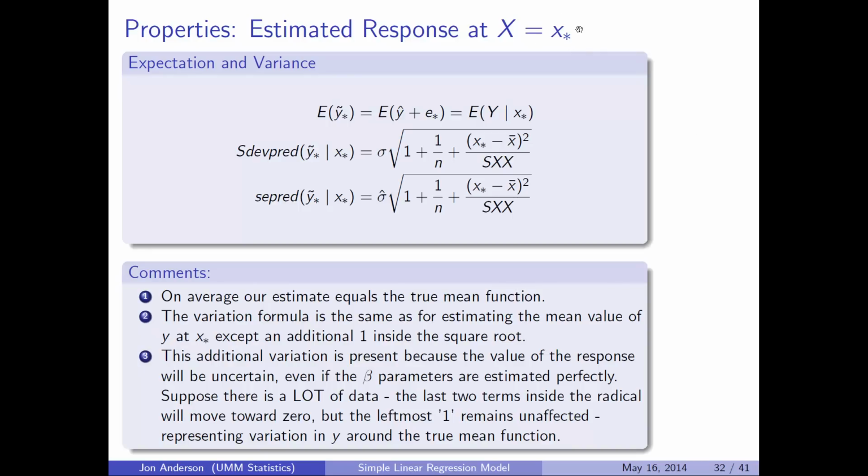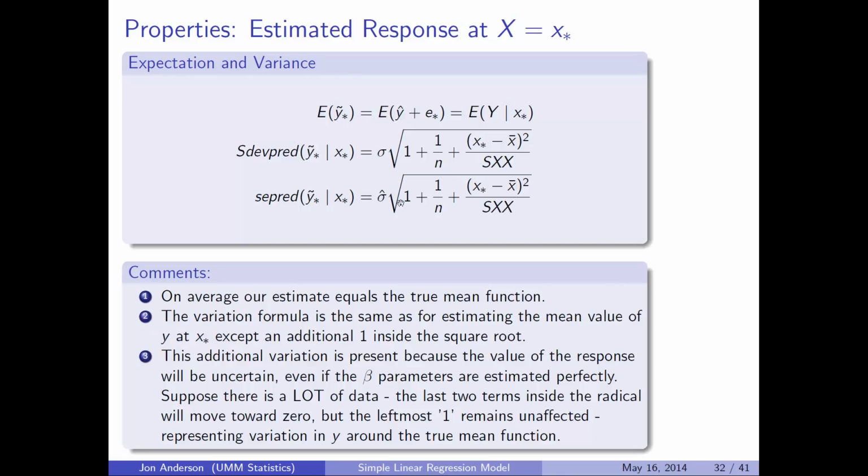So if we're interested in predicting y when the predictor is x star, we observe that on average our estimates are going to be the mean function evaluated at x star. And that sort of makes sense, that on average that'll be the value. Notice, however, that the variation in what a y observation might be is a very similar formula to what we had when we were trying to estimate the mean function, except for an additional term of 1 inside the square root.